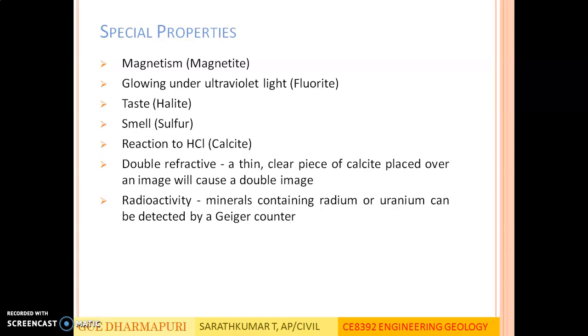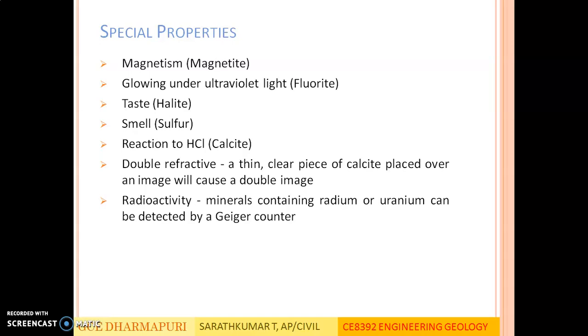And also there are some special properties like double refraction. A thin clear piece of calcite placed over an image will cause a double image. So if you draw a dot or line on a paper and see that paper through the calcite mineral, there will be two images, two dots or two lines. This is one of the special properties of calcite.